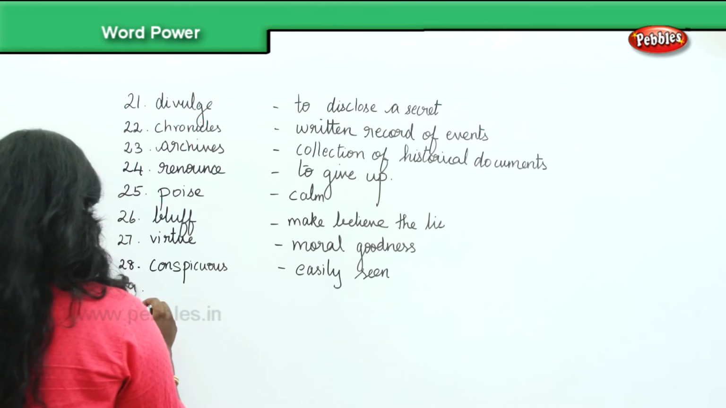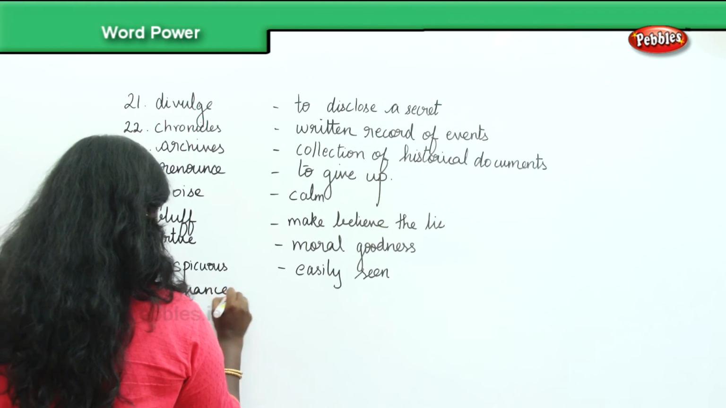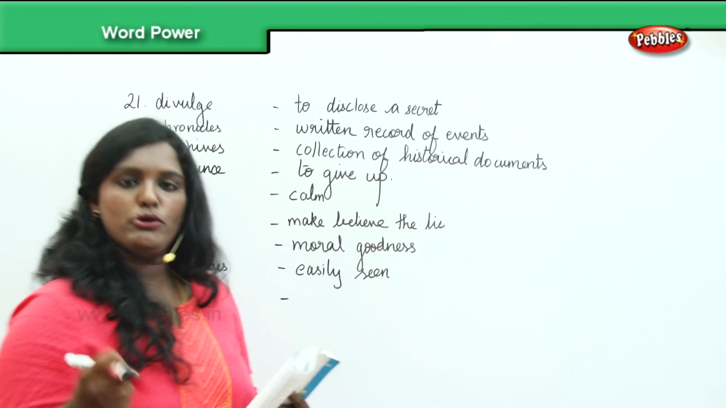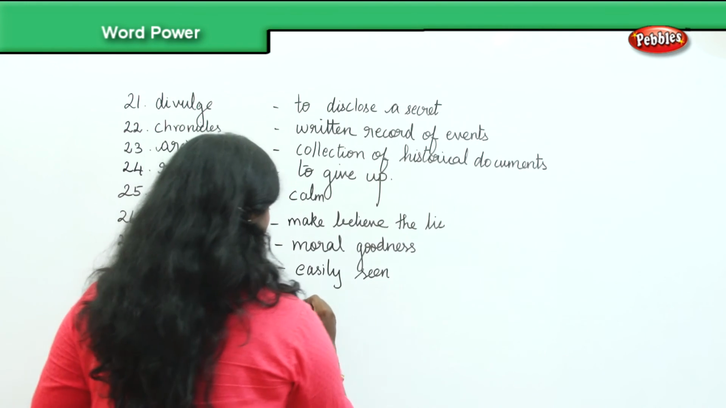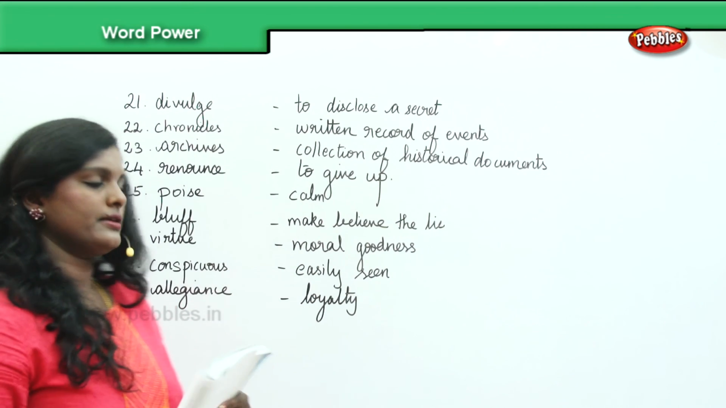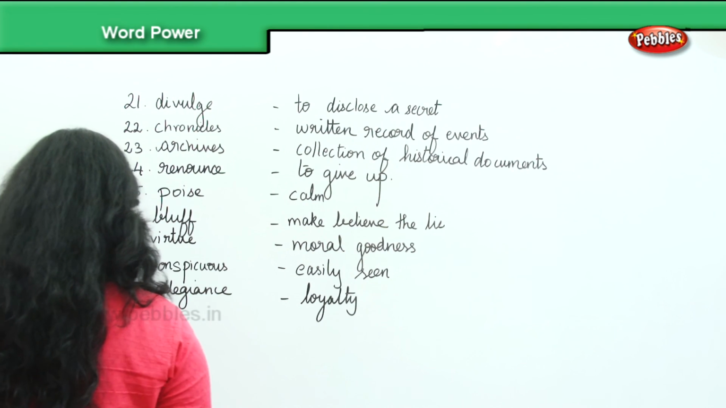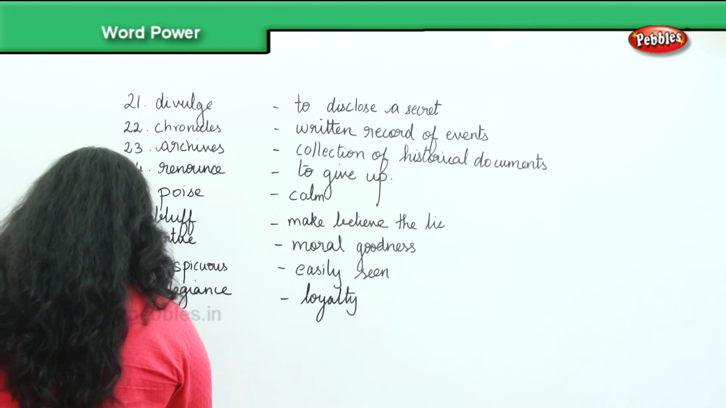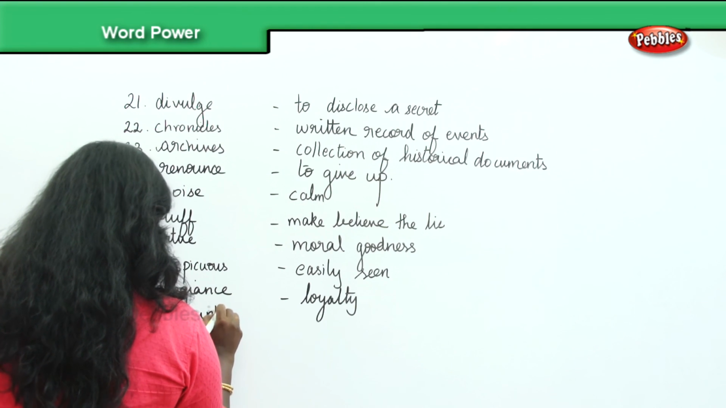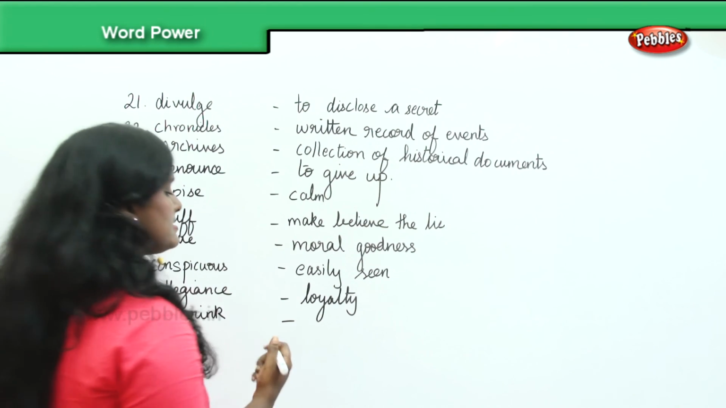And the next word is allegiance. What's allegiance? Allegiance means a support or being loyal. We can make it as loyalty. Loyalty is also called allegiance. To shrink. What is to shrink? We all know. Shrinking is to decrease in size.